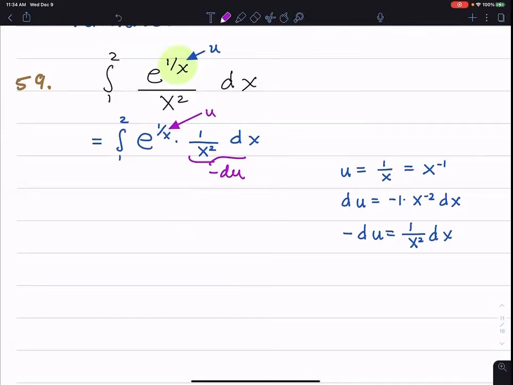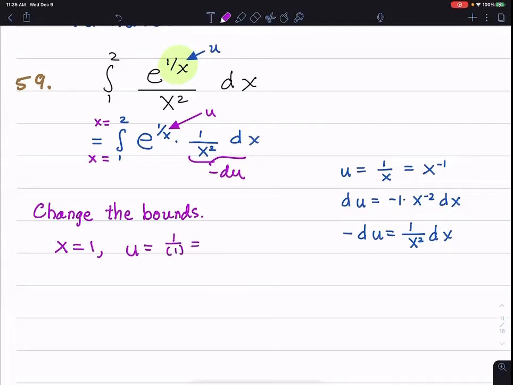All right, there's another thing I want to do, which is change the bounds. This is x equals 1 to x equals 2. When x equals 1, what does u equal? u is a function of x, it's 1 over x. So it's going to equal 1 over 1, which is 1. When x equals 2, u is equal to 1 over 2.